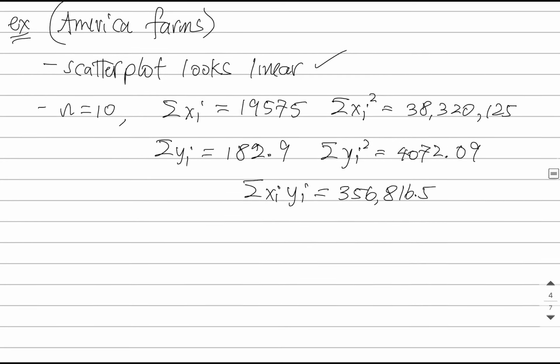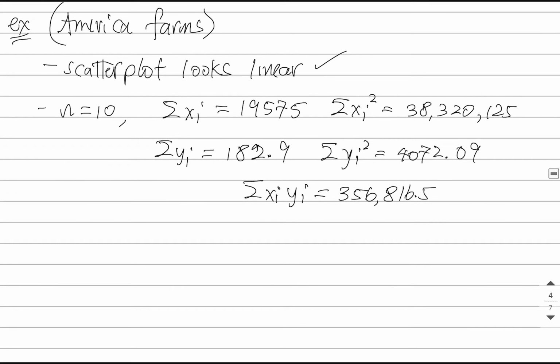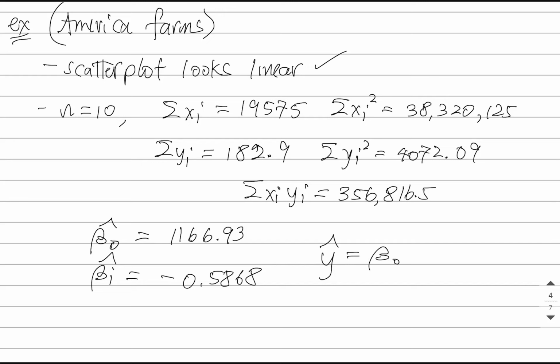So from that data that I've provided to you in the example, you can calculate those beta 1 and beta naught parameters. Beta naught in this particular case would be 1166.93, and beta 1 would be negative 0.5868. So your prediction line, the prediction line always has a hat on it, would be this.